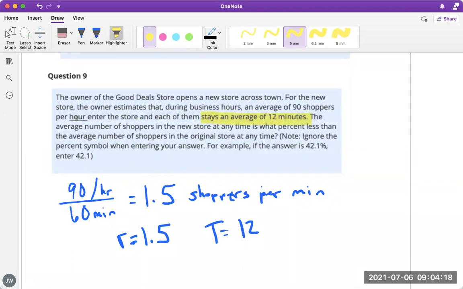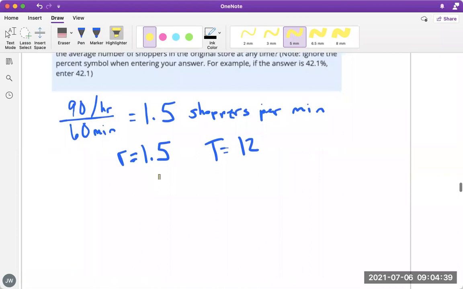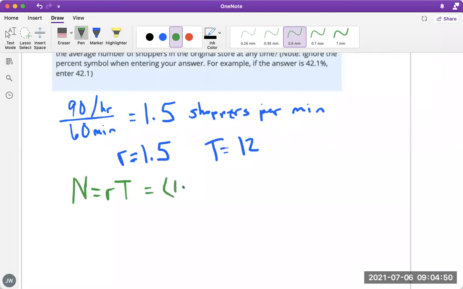Okay, and it did underline hours. So if you see anything underlined, boldface, or italicized, anything that the SAT makes you think about or catches your eye, it's definitely important to think about, especially with time. All right, so we got our R, we got our T, we're looking for our N. So let's do some calculations real quick. N is gonna be the same formula, right? According to the problem, R times T.